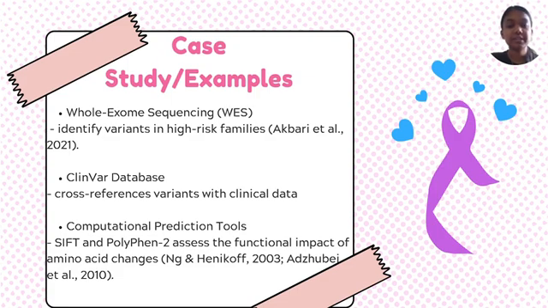Databases such as the ClinVar database have also been used to cross-reference variants with clinical data. As for computational and prediction tools, SIFT and PolyPhen-2 have been used to assess the functional impact of amino acid changes. This has been used by Ng and Henikoff in their study in 2003 and by Adzhubei in 2010.